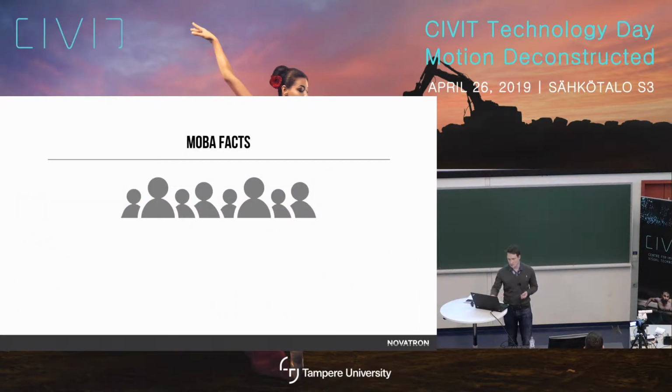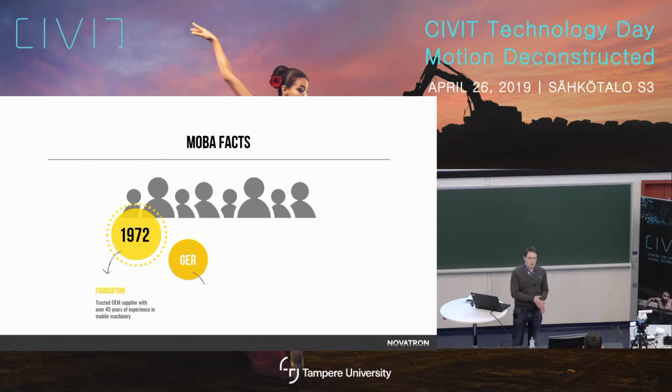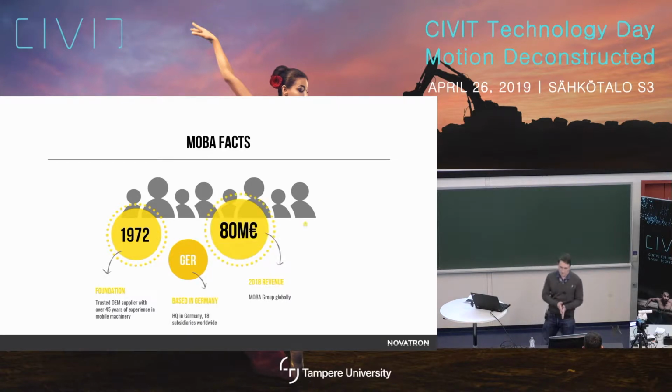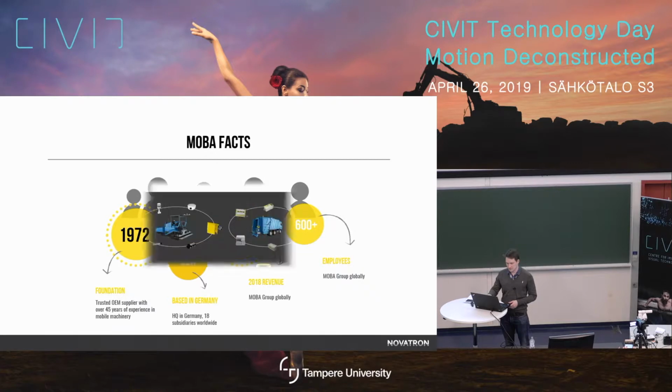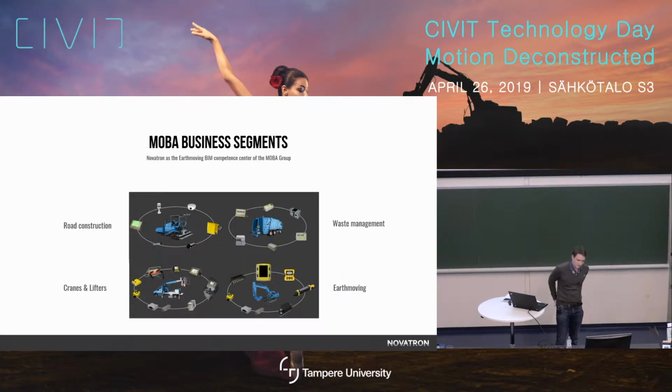So, some facts about MOBA. Novatron is partly owned by MOBA, but mostly still owned by the family who started it up. MOBA itself was started in '72. Well, you can see the figures over there. It's a German-based company, and it has 18 different daughter companies around the world, with roughly 600 people working for them. Their business segments are here.